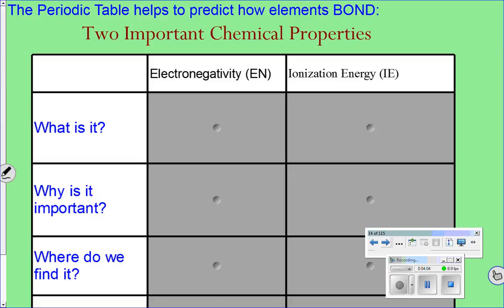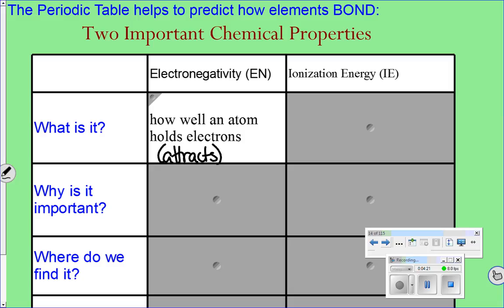The periodic table will also help us predict how elements will bond. Bonding is a chemical property. So two important ideas we're going to talk about are electronegativity, which is how well an atom holds or attracts electrons.